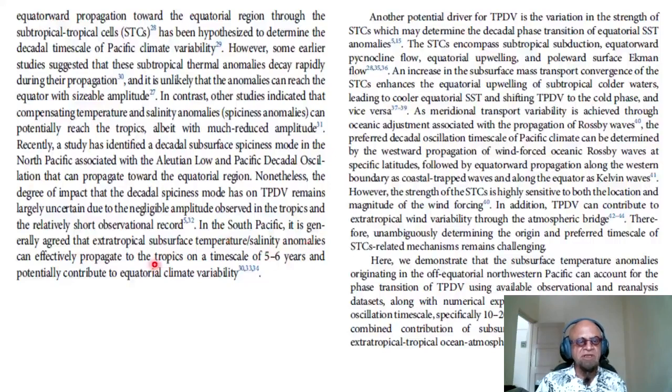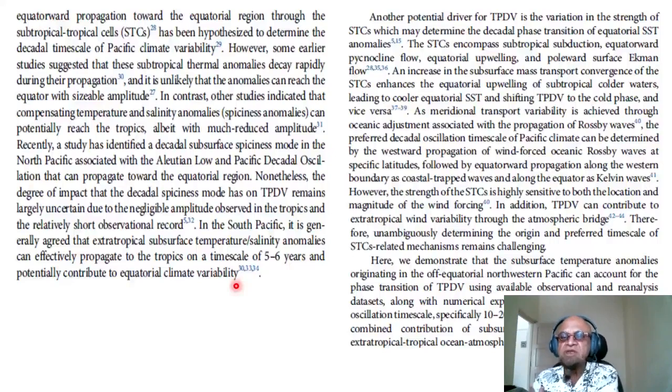In the South Pacific, it is generally agreed that the extratropical subsurface temperature and salinity anomalies can effectively propagate to the tropics on a time scale of 5 to 6 years and potentially contribute to the equatorial climate variability. There are many details there. If you don't know, you have to follow up with my other podcast, but basically there's a strong asymmetry between the northern and southern hemispheres in terms of the connections to the deep tropical Pacific because of the ITCZ and the potential vorticity barrier it poses to the propagation of anomalies from off-equator into the equatorial region, whereas in the southern Pacific they have a more direct pathway into the deep tropics from the subtropics, and this is what is being discussed.